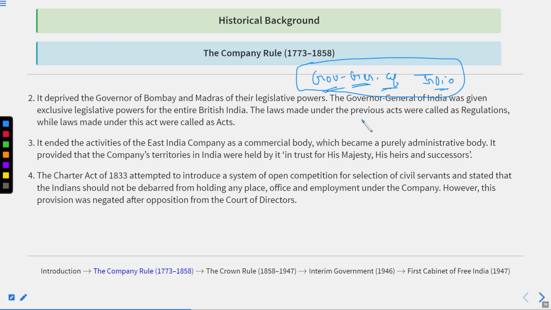Thereafter, the laws which were made under the previous acts, it means the acts before the Charter Act of 1833, all of these were named as the regulations. And the laws which had been formulated after this act or under this act were named as the acts.